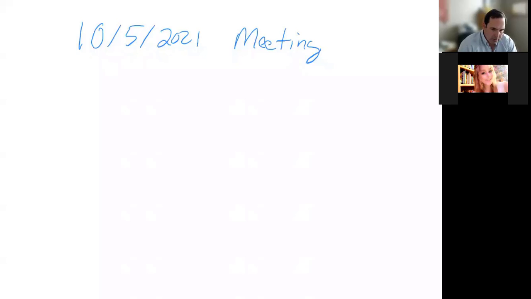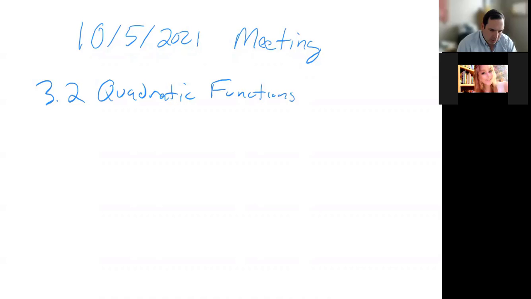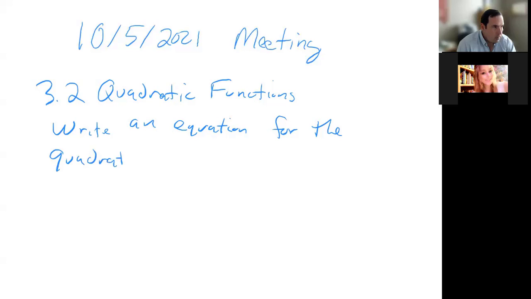Okay, we're looking at a question from 3.2, the first one about quadratic functions. And the question says to write an equation for the quadratic graph below.